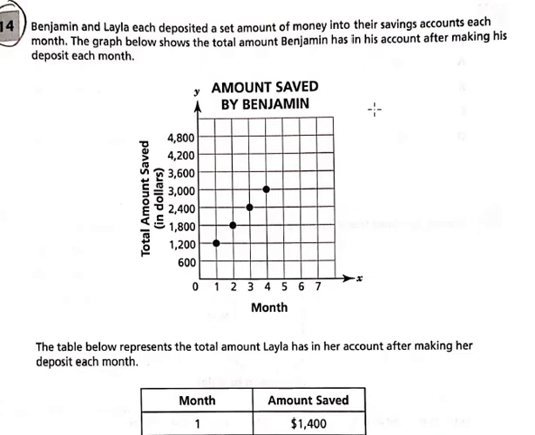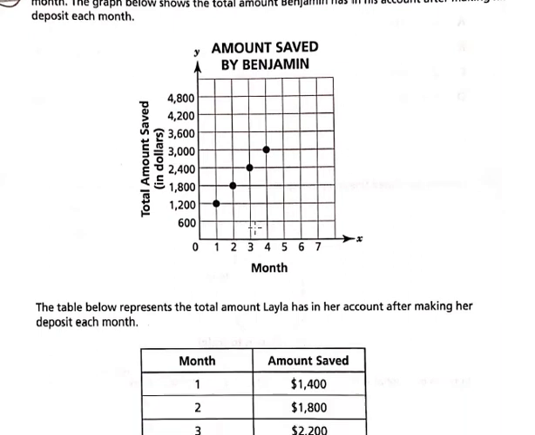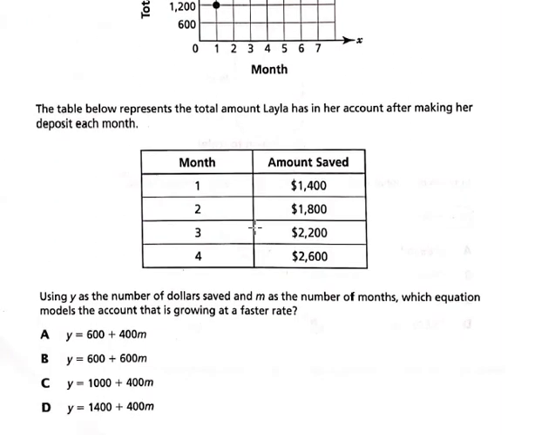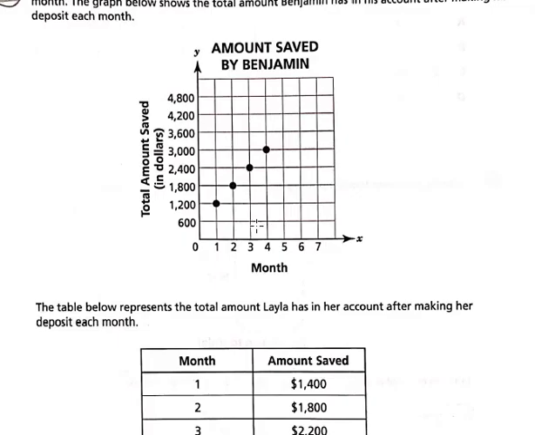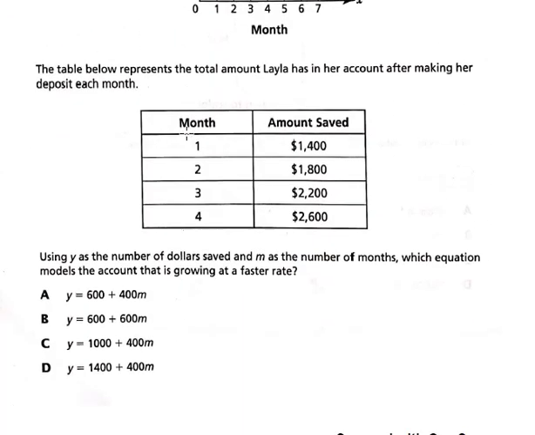All right, so this is one of the more challenging questions here. We've got 2 different people. Benjamin's information is given to us in a graph, and down here we have the other person, Layla, whose information is given to us in a table. So let's go ahead and figure out what they want to know before we do too much work here.